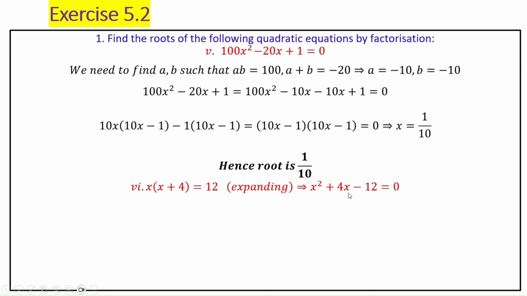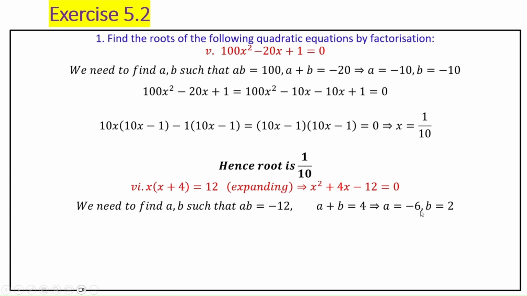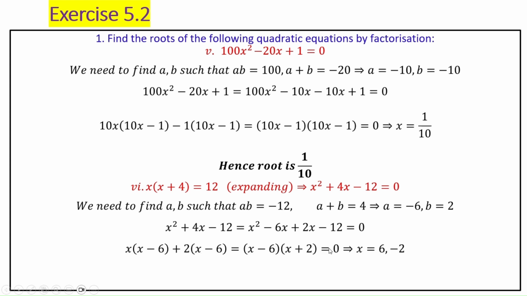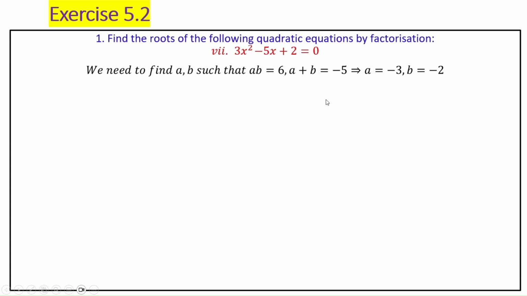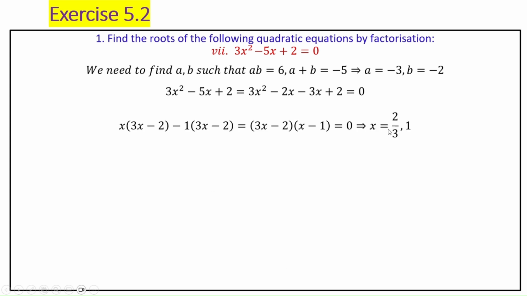If you expand it, it will become x square plus 4x. Take the 12 to the other side, minus 12 equal to 0. So a is minus 6, b is 2. You will split it like this. So what finally you will get is roots are 6 comma minus 2. Okay, next, 3x square minus 5x plus 2 equal to 0. So ab should be 3 into 2, that is 6, and a plus b should be minus 5. If you solve, you will get the roots of the quadratic equation as 2 by 3 comma 1.